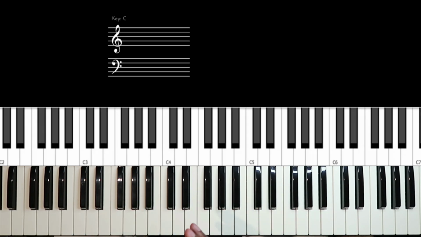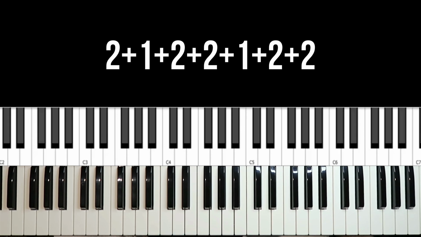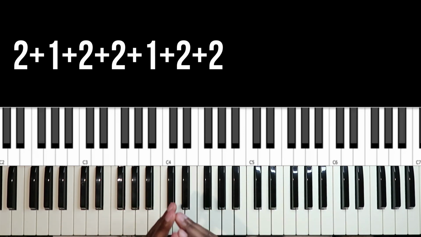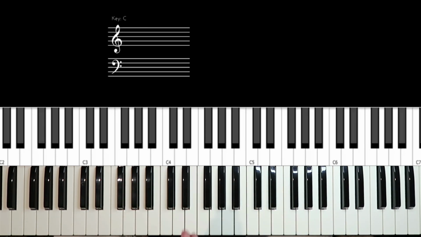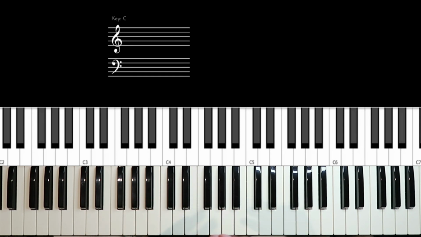So the formula for your minor scale is going to be 2, 1, 2, 2, 1, 2, 2. Okay, so I'll show you. Here's my root note. 2, 1, 2, 2, 1, 2, 2. And that is your minor scale. Like I said, this formula works for any key. So if you ever want to know what the scale is, major or minor, for any key, those are your 2 formulas.